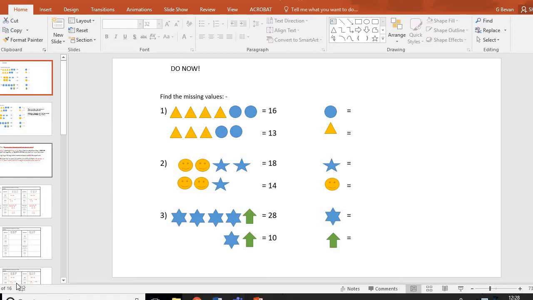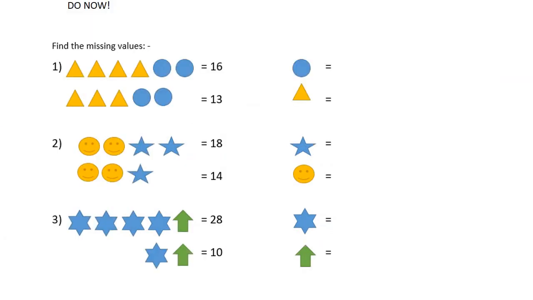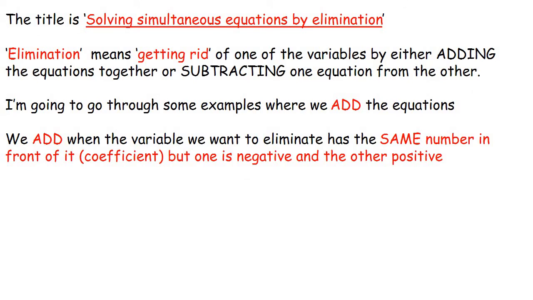Just use whatever method you find works to figure out the value of a circle and the value of a triangle, or whatever the shape is. And then we're moving on to a title for today, which is solving simultaneous equations by elimination.